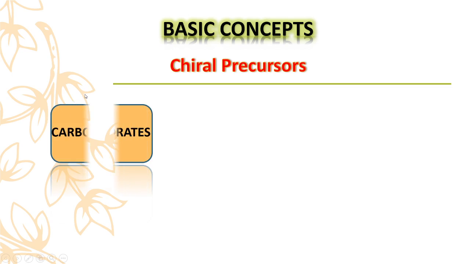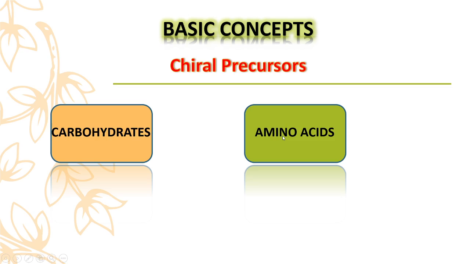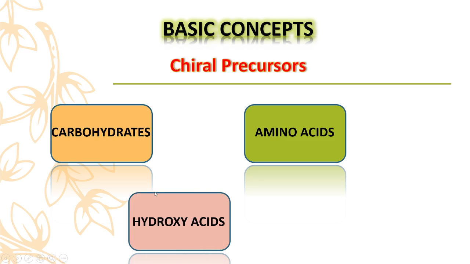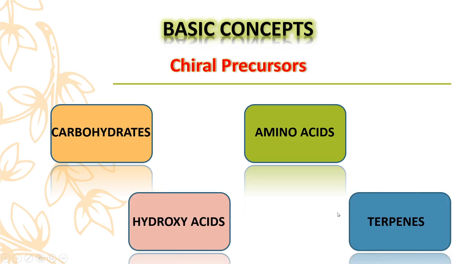So carbohydrates are used as the chiral precursor. Then the amino acids, then hydroxy acids and the terpenes. These are used as the chiral precursor because these are chiral compounds. So what are chiral compounds? Those compounds that show optical activity are called chiral compounds. So carbohydrate, amino acid, hydroxy acid, terpenes, in which there are chiral centers available. Therefore those compounds show optical activity.